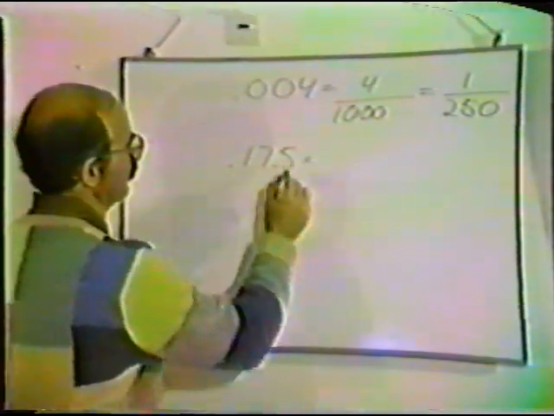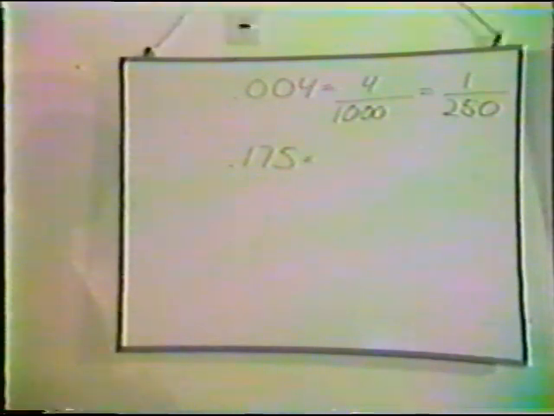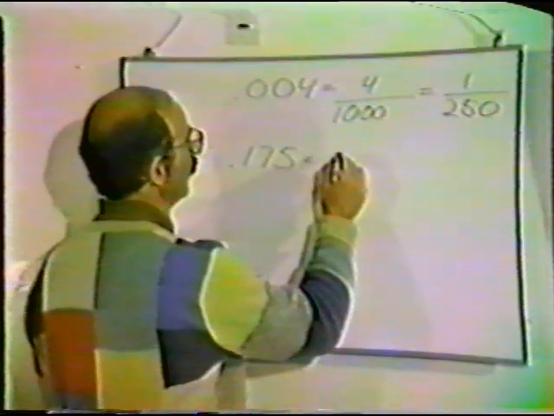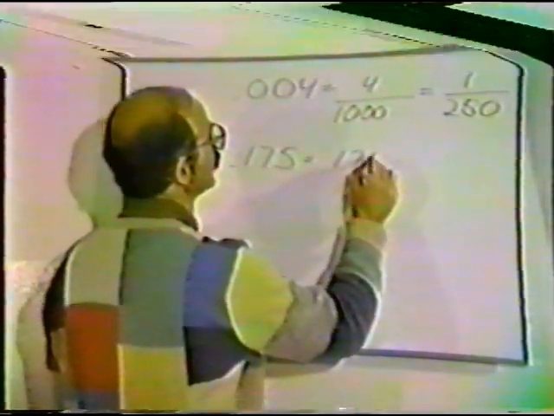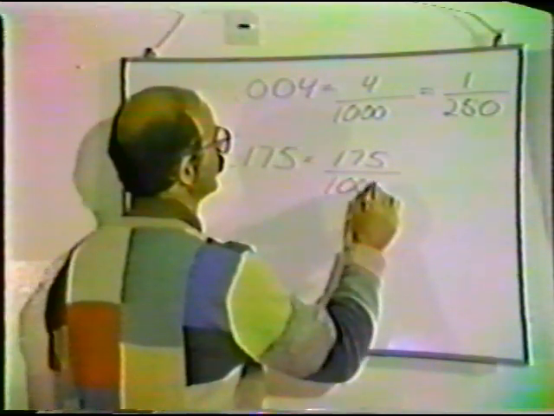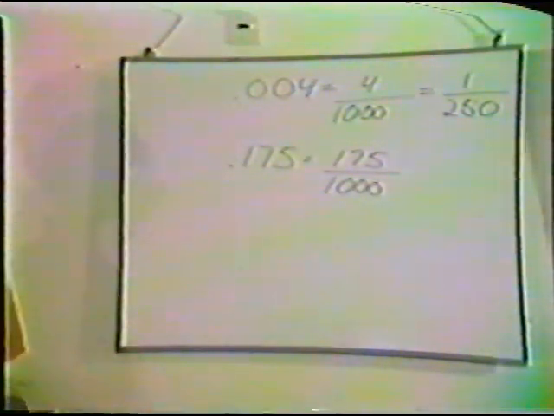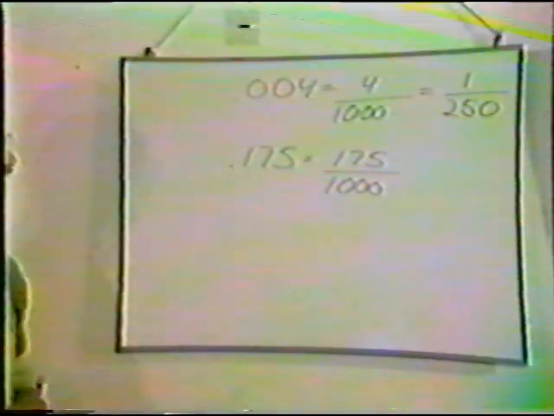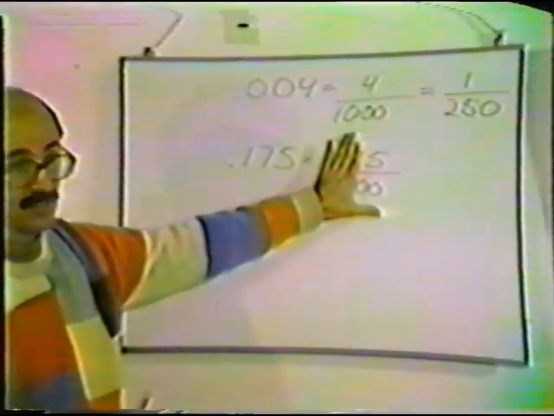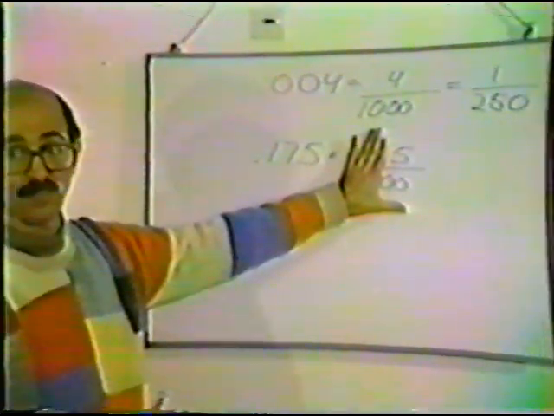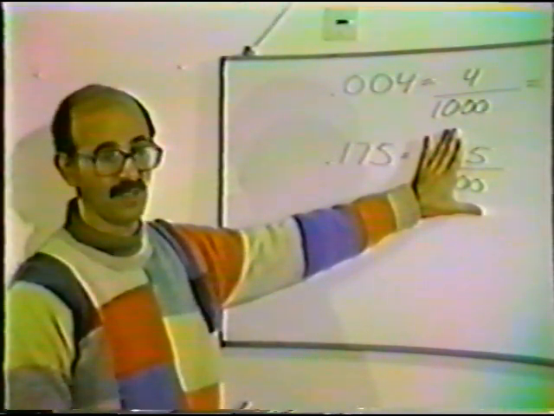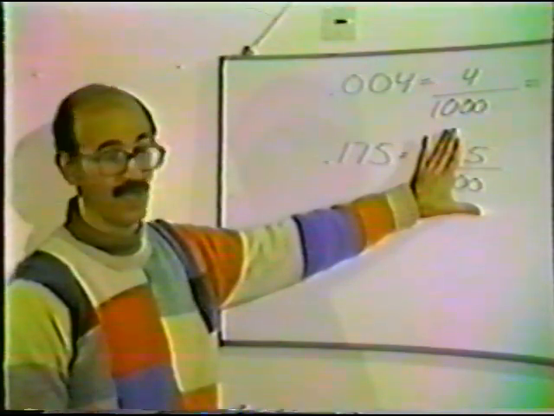0.175. Read that. 175 thousandths. Can it be reduced? Yes. Now, from the fact that we see that we have a 5 and a 0 as ending numbers, what do we know that we can hit it with? 5. So we know we can hit it with 5.